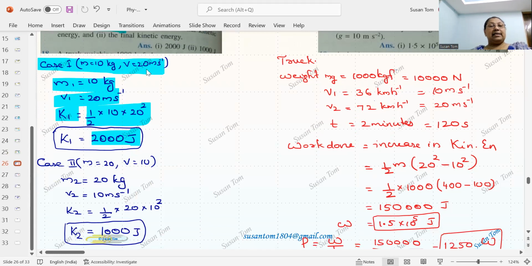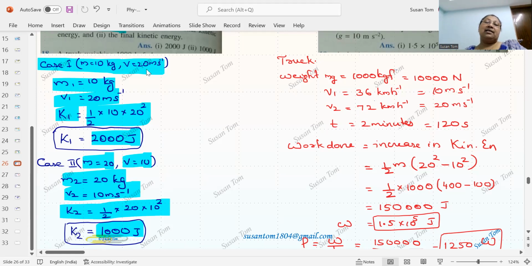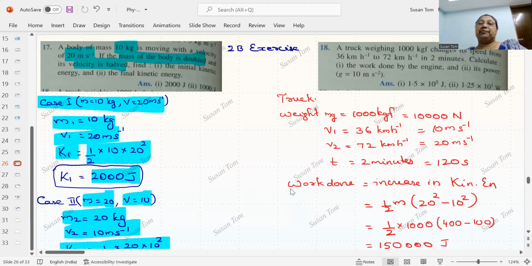Second, mass is doubled. So mass is 20, velocity is halved, this is 10. With 20 and 10, you calculate, you get 1000 joules. Sometimes this question can further be asked, compare the kinetic energies, then you do K1 over K2.